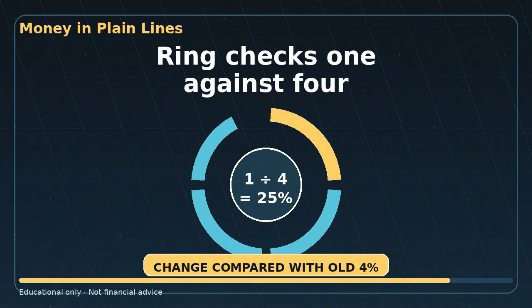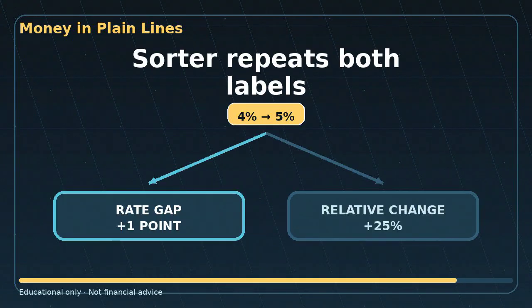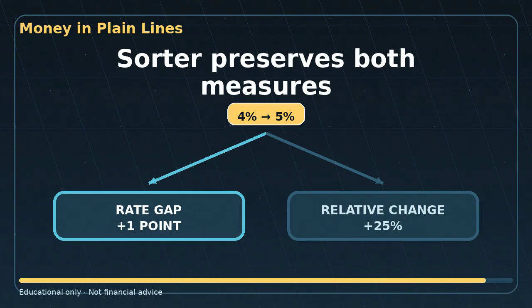Another audit begins with the fixed ruler: 4% sits one tick below 5%. The 100-dot fields then confirm 4 marked dots becoming 5. Finally, the sorter routes the 1-point gap and 25% relative change into separate bins. These scenes repeat the labels without changing the event or denominator. Percentage points and percent change are therefore two lenses, not two competing answers.